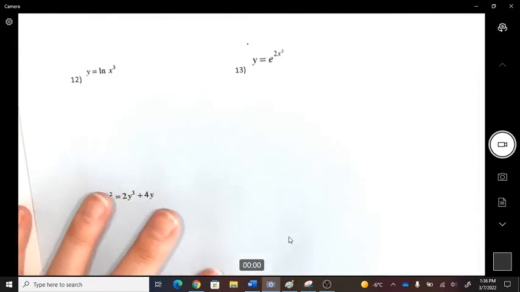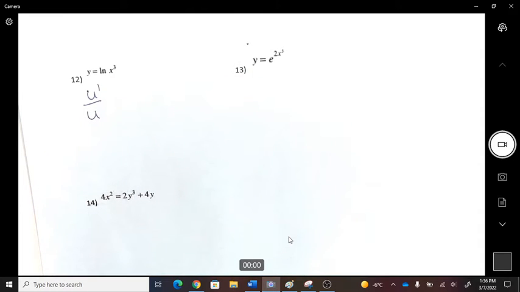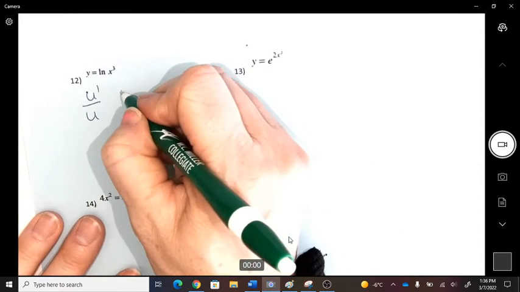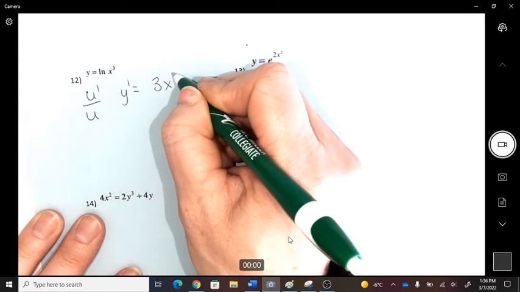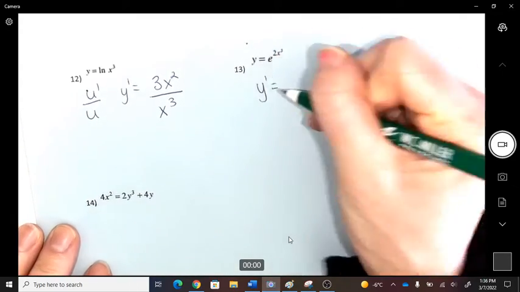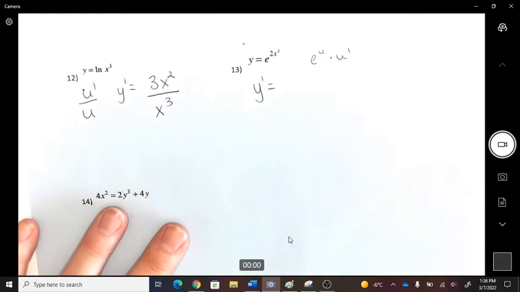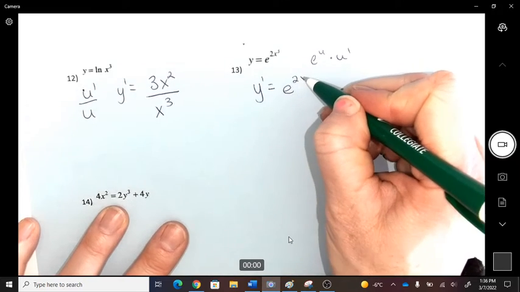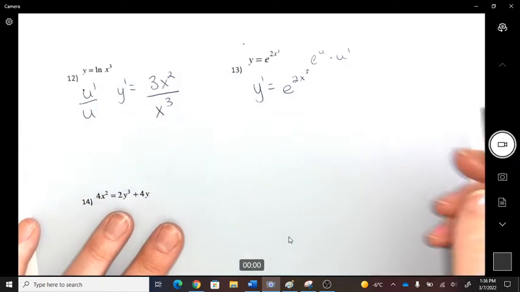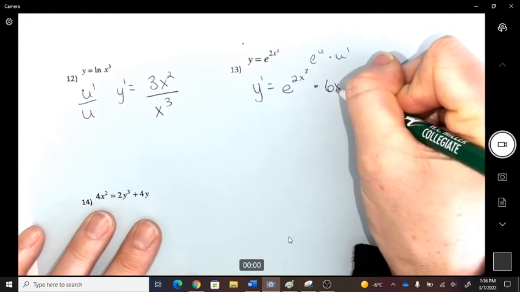Number 12. So ln, this is the rule with ln. You derive and then you write the derivative over the original. So this would be 3x squared over the original x cubed. Okay, e, the rule is to do e to the u and then attach the derivative. So you just repeat it exactly how it is. I think that's a cubed, isn't it? 2x cubed. Is that what you guys are seeing on your paper? Times 6x squared.